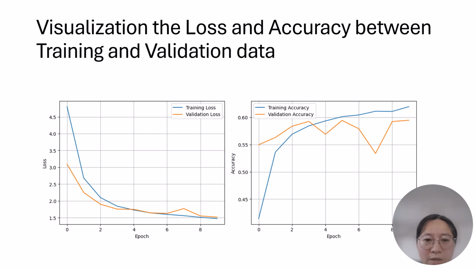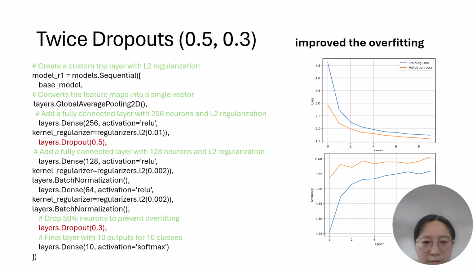And based on this visualization, the loss and accuracy between training and validation, we can see the model is overfitting and fluctuating. So we tried twice dropout. The first dropout is after the first dense layer, and the second dropout is before the output. Based on the visualization, we can see that it improves the overfitting a lot, and it also improved the fluctuation.